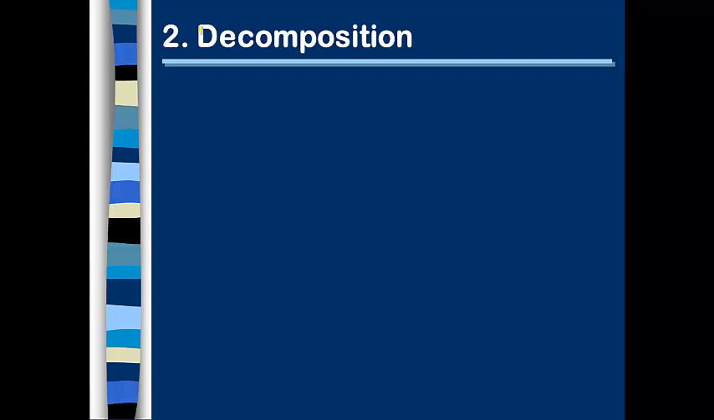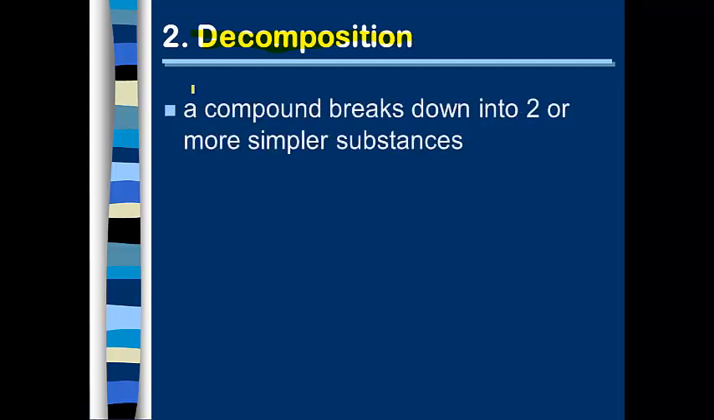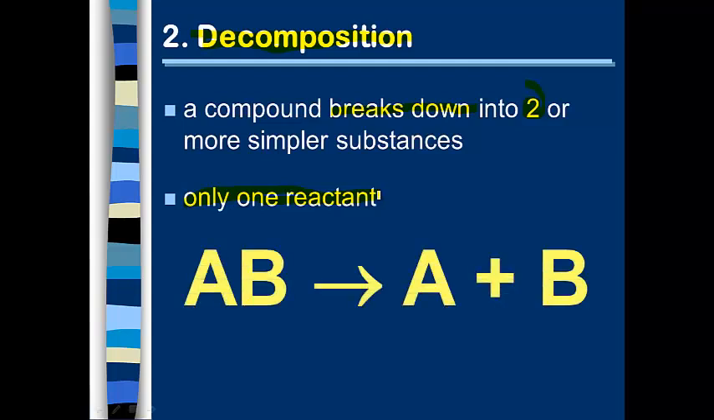Okay, then you have decomposition as type number 2. Hopefully we've got a decent idea of what that term means even before we formally define it here. But a decomposition reaction is where a compound breaks into 2 or more simpler substances. So even if you think about decomposition in biology, you're taking something big and breaking it back down. Decomposition in chemistry is going to be pretty similar to that. And usually for the purposes of this class, we only have one reactant and we're breaking it into simpler substances.